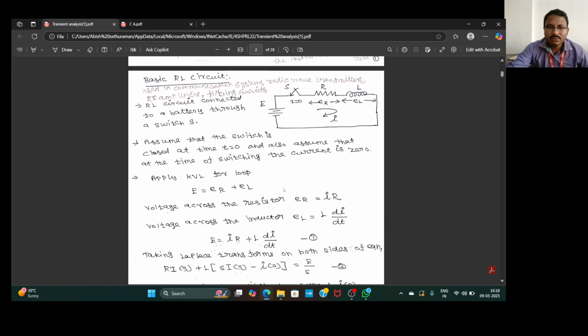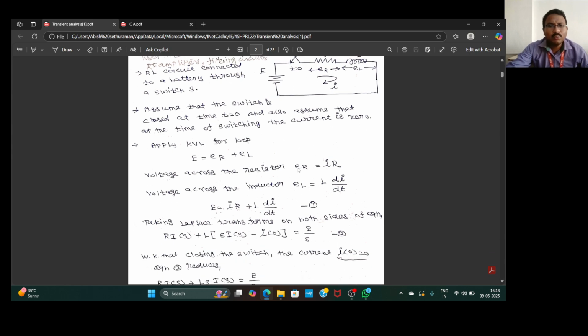Now we are going to see the first topic, the basic RL circuit. In this RL circuit, a resistor and an inductor are connected in series. The voltage source is denoted E. Then a switch is connected, and the switch is closed at time t equal to 0. In this circuit, the current I flows. Then apply KVL for the loop of the above circuit. The potential drops are equal to the potential rises, so E equals ER plus EL.